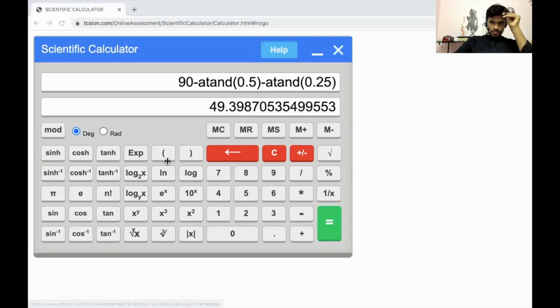Okay, now let's slightly step up the gear. Let's try something slightly complicated. And this is where, for any expression like this, you certainly need to start using brackets.